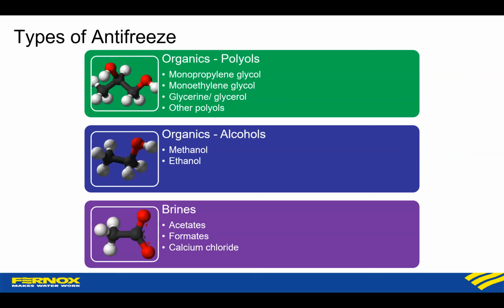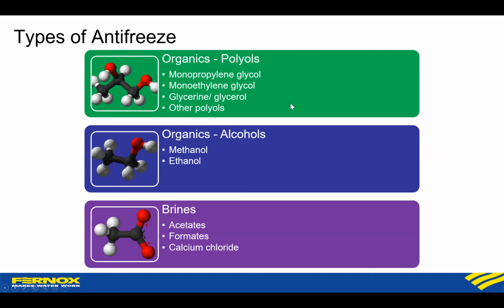So types of antifreeze, various types. You've got a couple of different organics. You've got monopropylene glycol, monoethylene glycol, and then you've got some other ones, glycerin, glycerol. Occasionally you'll see something like triethylene glycol, which has a bit more stability at high temperature. But by and large, they're the polyols. By that I just mean more than one OH group.